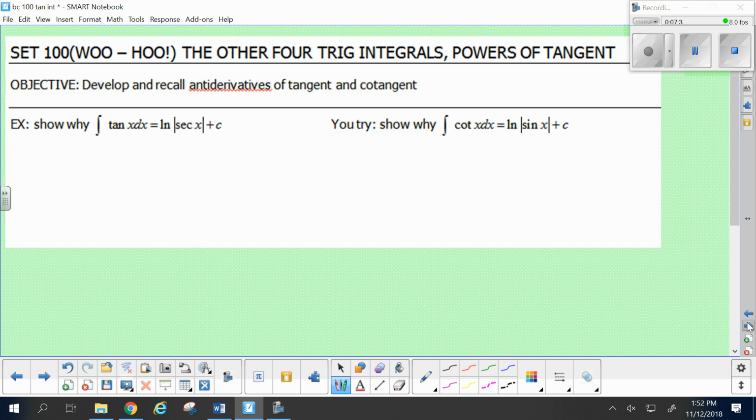The first 2 are very straightforward. You should be able to come up with them on your own. So do that, and then we'll go over them together. Good.